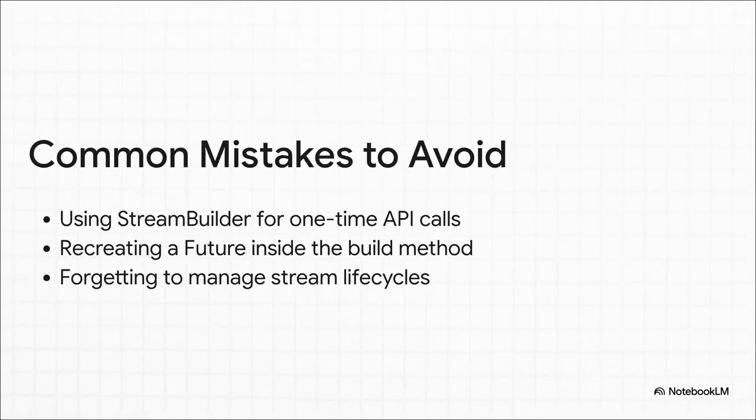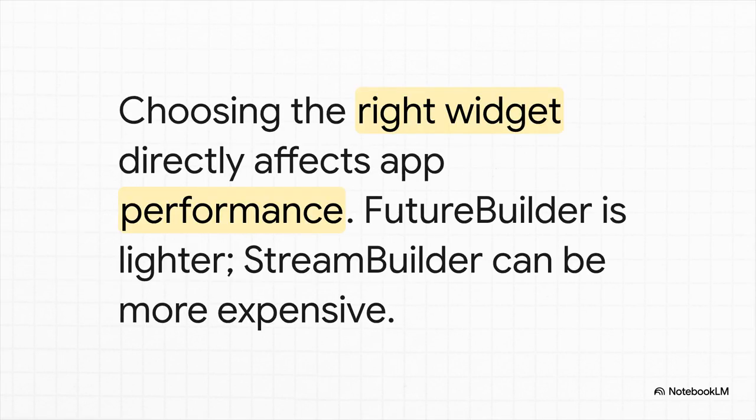And because they're so different, the mistakes you can make are pretty nasty. For example, using a StreamBuilder for a simple one-time API call, that's just total overkill and it's really inefficient. Oh, and here's a classic mistake almost everyone makes at least once: creating your future inside the build method. What happens? Your API gets called over and over and over again. And with streams, if you forget to close them when you're done, you're creating memory leaks that can seriously destabilize your app.